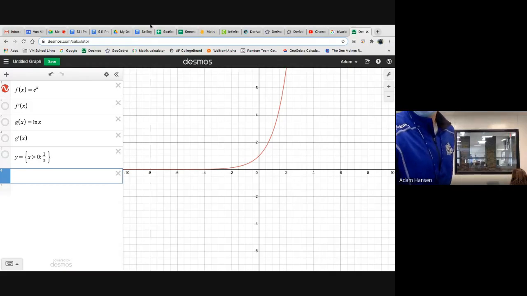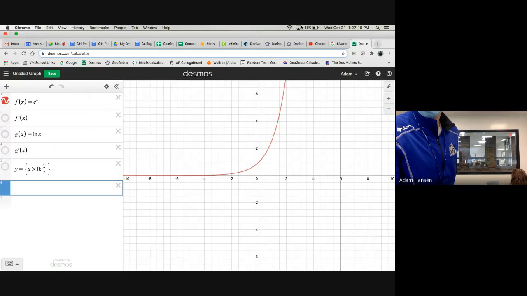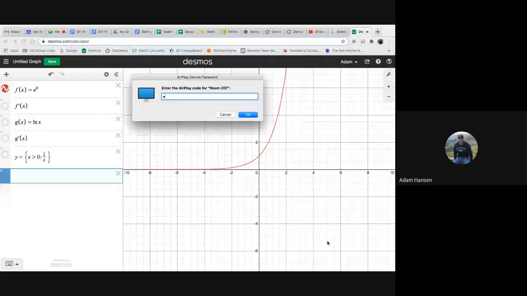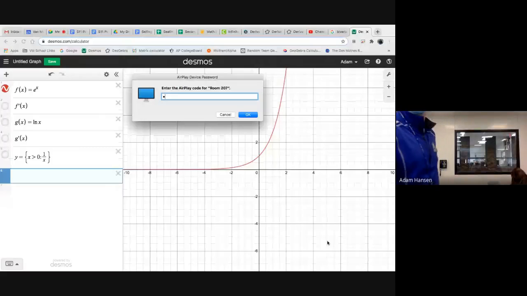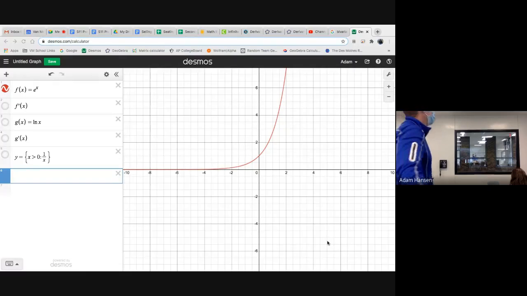Up on Desmos, I have the graph of f of x equals e to the x. Haven't we sketched this a bunch of times when we looked at sketching derivatives back in standard 6? What should the sketch of the derivative of e to the x look like? Why don't I just trace it? It's the same thing, right? Wouldn't the derivative just overlay right on top of the original function?